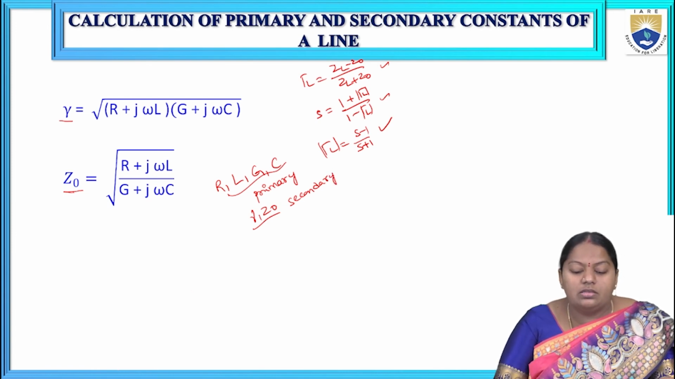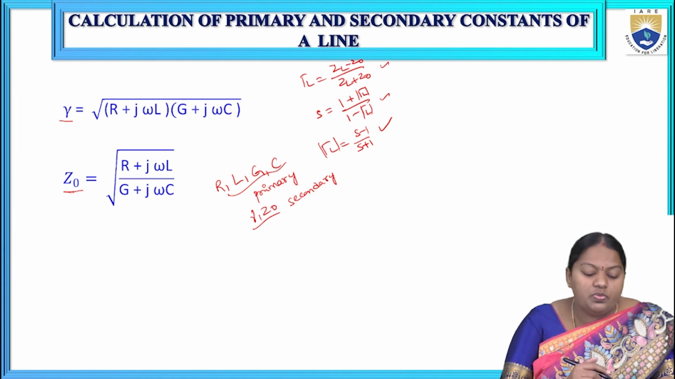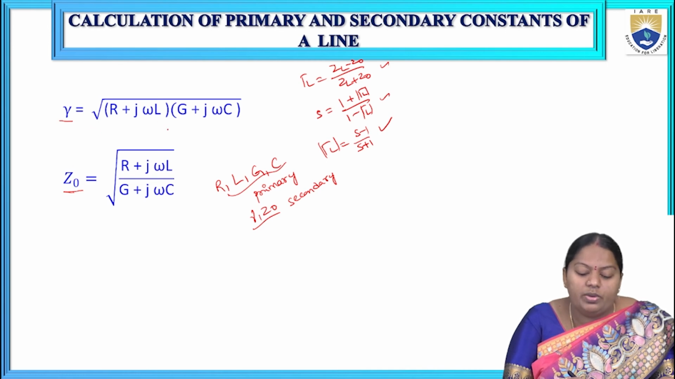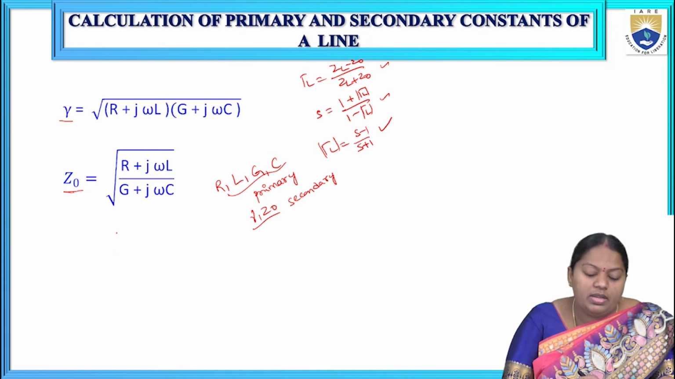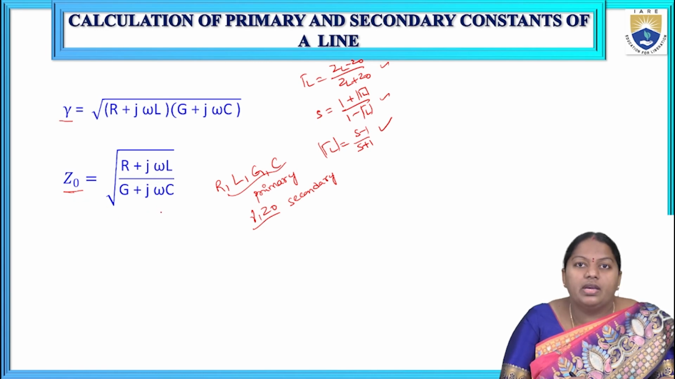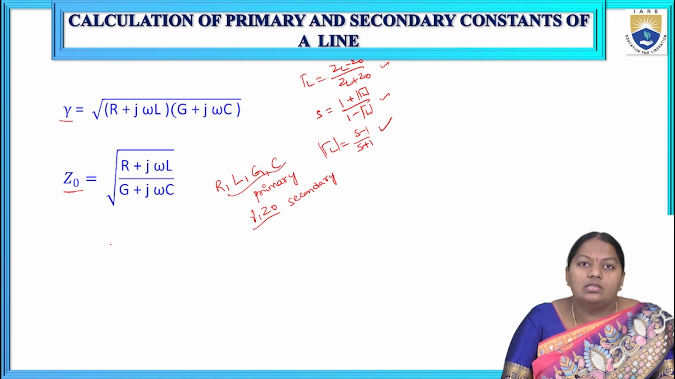Now we are going to express all the primary constants in terms of secondary constants. As we know, in the previous lectures we have evaluated the equation for gamma, that is propagation constant gamma, as root over (R plus j omega L) into (G plus j omega C). Along with the primary constants, it also depends on omega, nothing but the angular frequency of that line. Similarly, this Z0 is equal to root over (R plus j omega L) by (G plus j omega C).